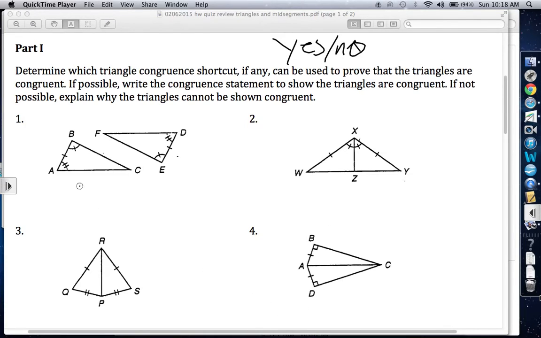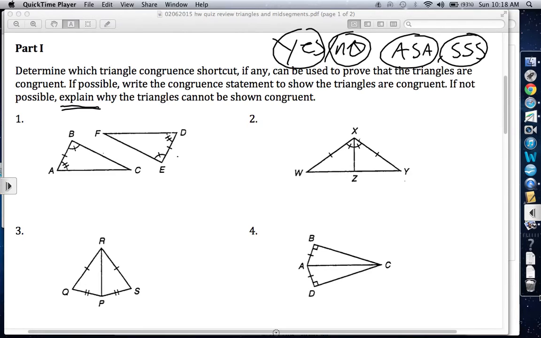And then when it says explain, what that really is going to mean is something like ASA is going to be an explanation, or SSS is going to be an explanation. You can obviously say more than using these three-letter abbreviations, but when we say explain, I want to see this, or I want to see this, and also I want to see yes or no. Let's look at question one.